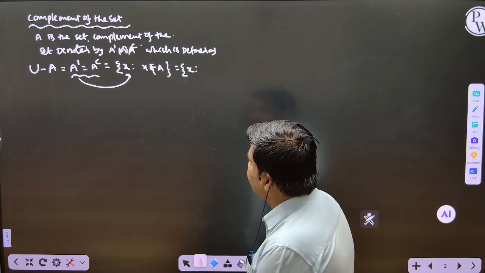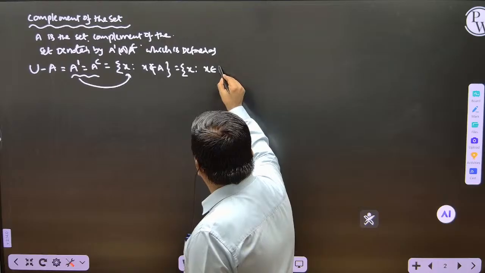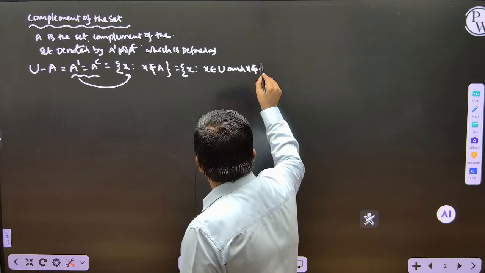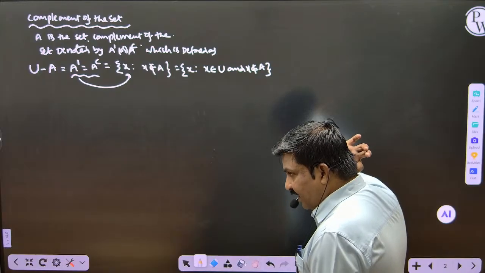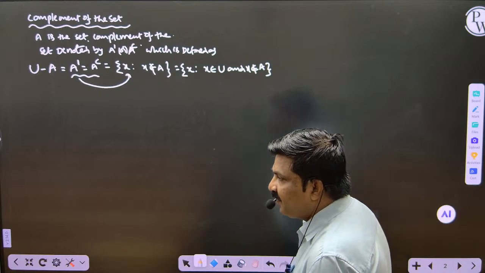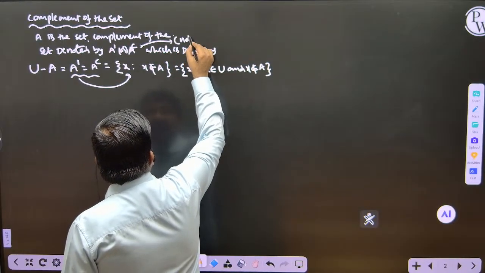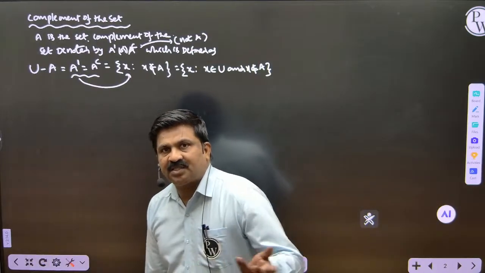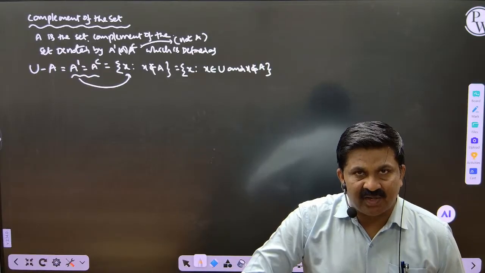So what does it mean? In A complement we have the elements that are present in U and not present in A. A complement means the element is a part of the universal set, but not A. Complement means not A. Not A means the elements not present in A, but present in the universal set.